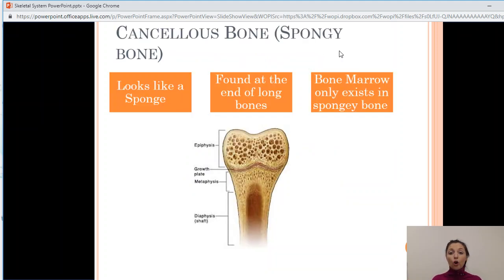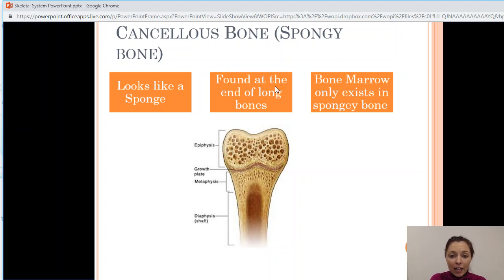Cancellous bone, also known as spongy bone. That's really important. It looks like a sponge. It's found at the end of long bones. Don't forget, we're going to go through what long bones are in a second. And bone marrow only exists in spongy bone. Put a little NB next to that. So it looks like a sponge, found at the end of long bones, and bone marrow only exists in spongy bone.